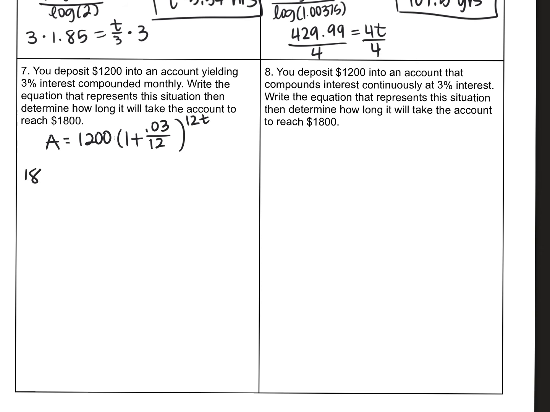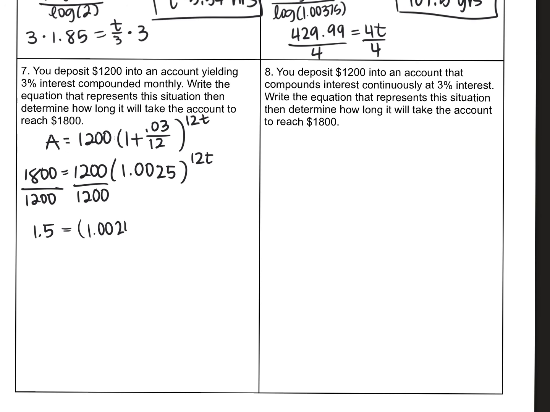Okay. Now I'm going to plug in 1,800 for A. So I made the change here so that the 1 plus 0.03 over 12 would be a nicer decimal. So 1.0025. We're going to divide by 1,200. We're going to get 1.5 equals 1.0025 to the 12t.